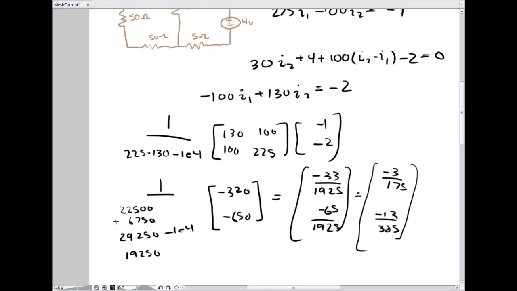I believe that should be correct. Let me check and make sure. 1925 divided by what was it? 5 is 385. Good. Is 385 divisible by 13?